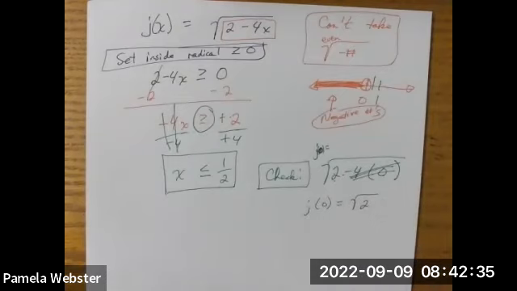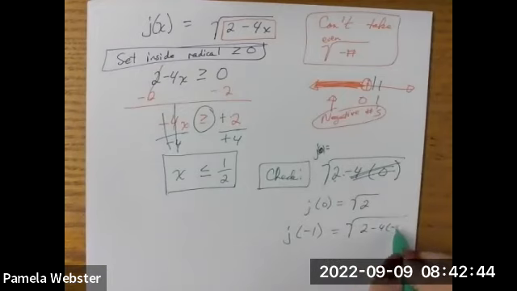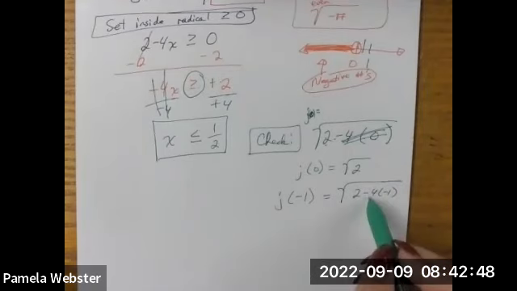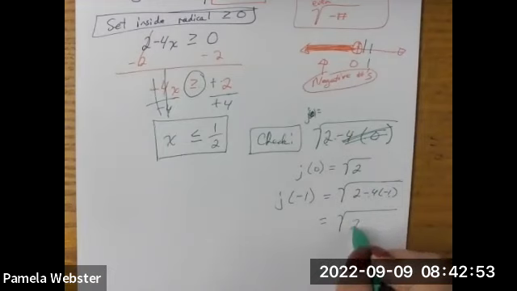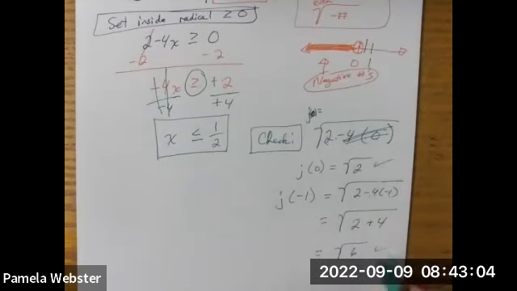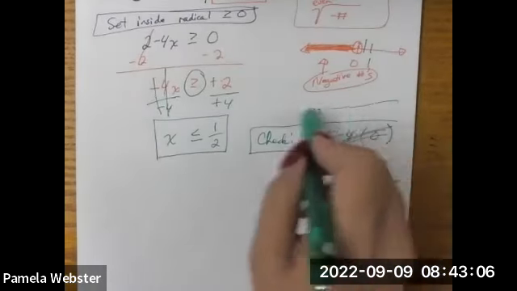If you don't like that, pick another number. Pick -1. -1 is less than 1/2, right? g of -1 equals the square root of 2 minus 4 times -1. And again, -4 times -1, my rule there is a negative times a negative is a positive. So I get 2 plus 4. That's the square root of 6. We're okay, right? That is an all right number. Those are good check problems.